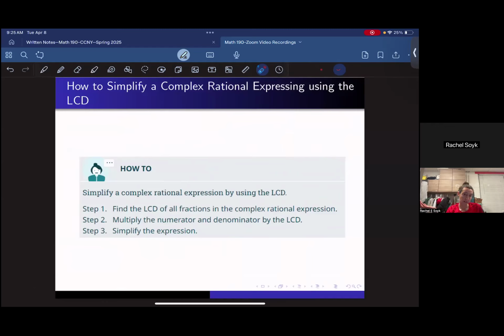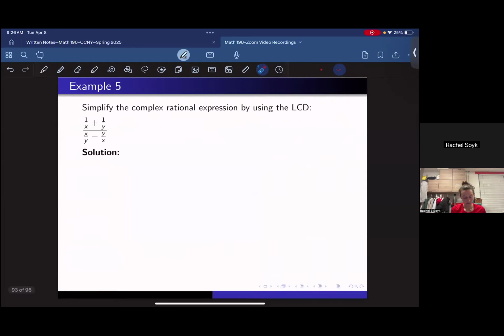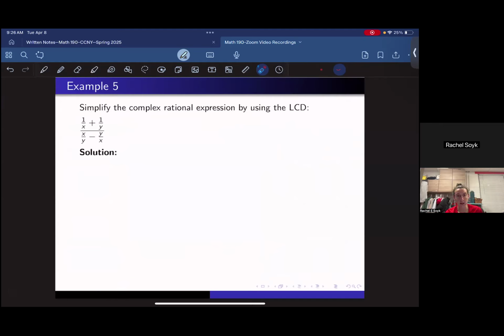And then this slide is just the step-by-step procedure in order to simplify a complex expression. So you want to find your LCD and then multiply the numerator and denominator by that LCD and then simplify. So let's do example 5 together. And so our LCD here for that top yellow fraction is the product of x, y. Now we're going to multiply by our fancy forms of 1. So we have y over y. Okay. And then for the 1 over y, let's multiply that by x over x. So we're looking at y plus x over xy.